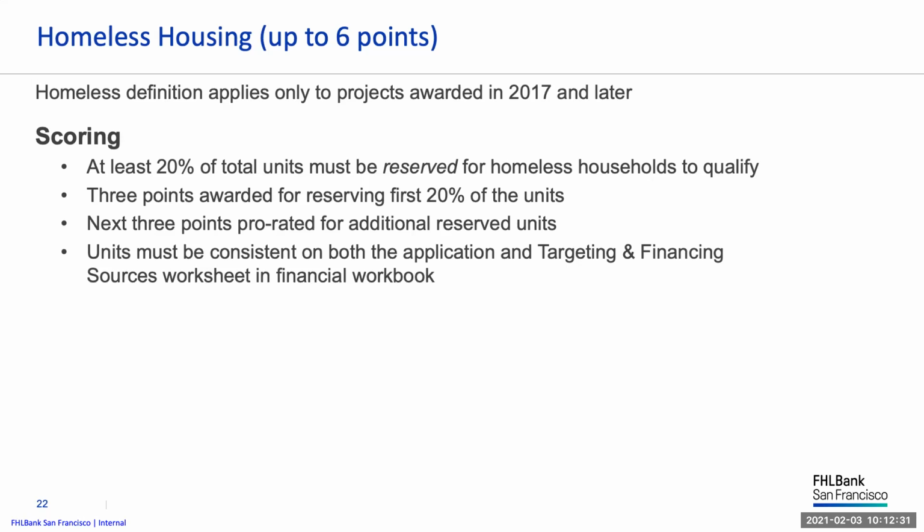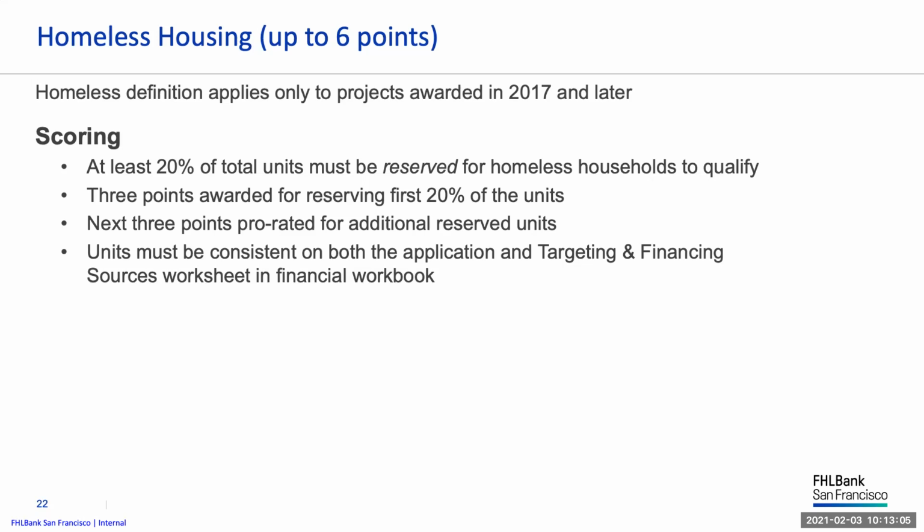Scoring in this category is slightly different from other unit-based categories where points are simply prorated based on the number of units reserved. For this category, you get an automatic 3 points if a minimum of 20% of units are reserved for homeless households. The remaining 3 points are prorated based on a ratio of the remaining units that are reserved for homeless households. The bank is trying to encourage projects to reserve units for this population.